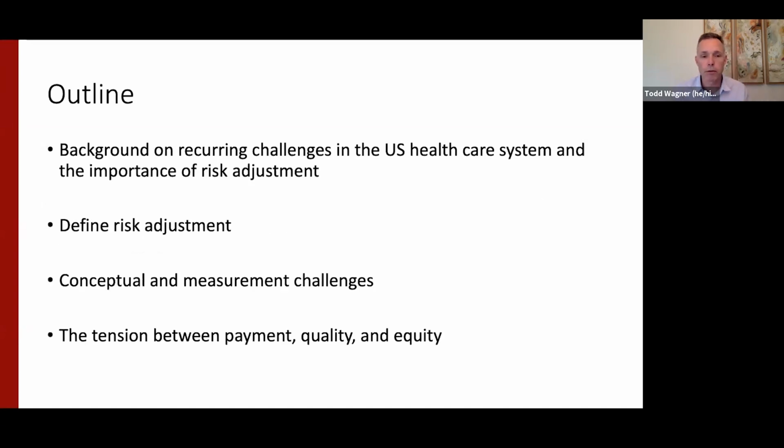And I'll go through four areas. One is just some background on the recurring challenges in the US healthcare system and what leads to our desire to use risk adjustment. I'll define risk adjustment, and then spend most of the time talking about conceptual and measurement issues and this ongoing challenge or tension that we have between wanting to create fair payment systems, risk adjusting quality, and then this more recent issue about equity and risk adjustment.